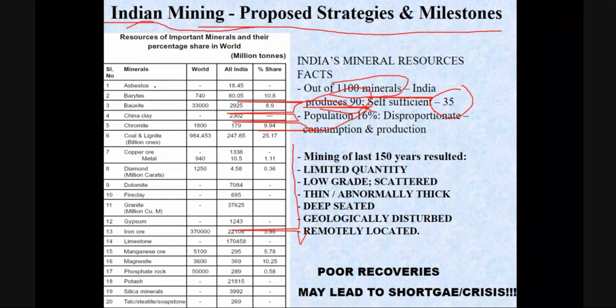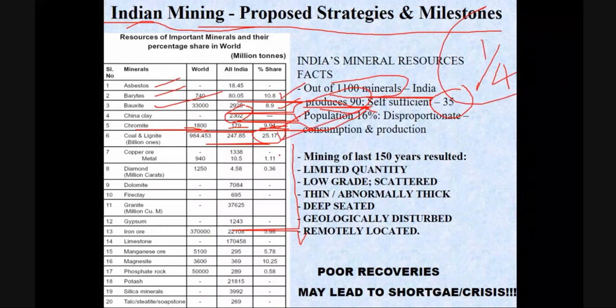So we have asbestos deposits, very good barite deposits. We have huge bauxites. We do have china clay for the porcelain industries. We do have chromite deposits, not much, but okay, not bad. This is the global share: 10.8% of the global is from India. Bauxite around 10%. Chromite 10%. Coal 25%. One quarter of the world's coal resources are in India.